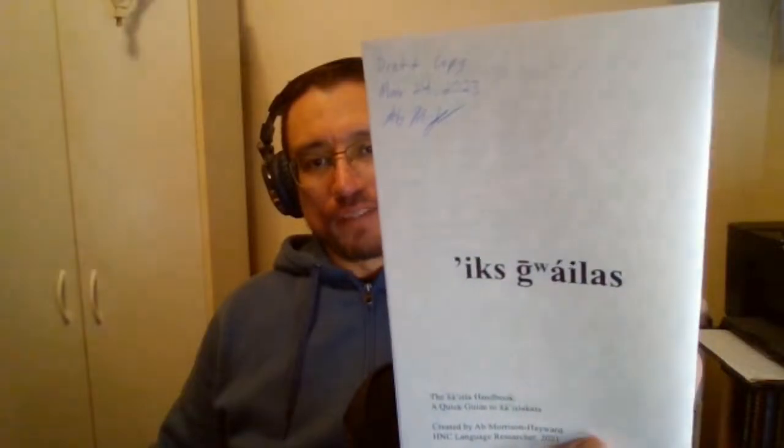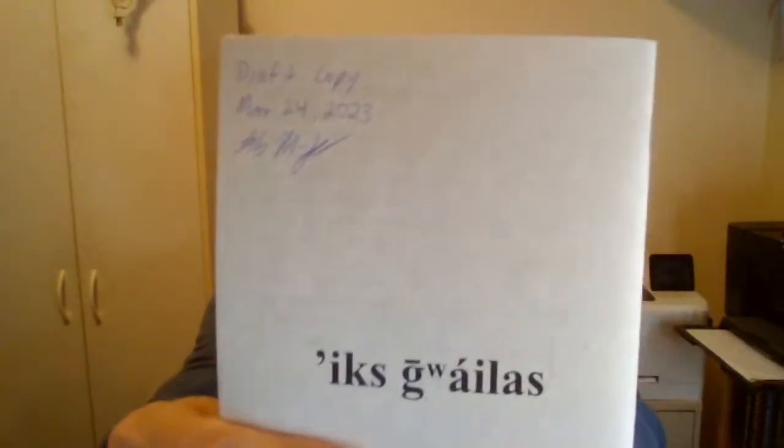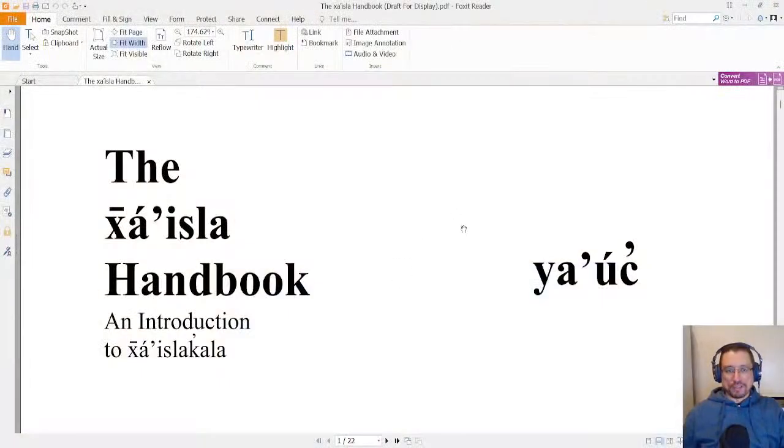So I've got a printed copy here. There's not many of these actually in existence because this is actually a draft. If you see there towards the top, it says draft copy. So this is not a finished product. I haven't really had the time to go through and proofread everything and fix everything up the way I would like it to be. So this is a draft copy, and it just acts as an introduction to the xa'isla language. So I've got a PDF copy that I'll be using to help walk you through, and we're going to switch to that now.